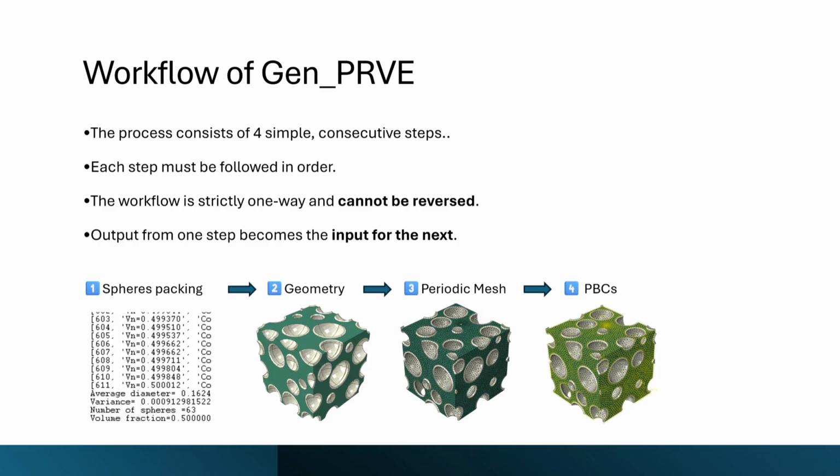The workflow of GenPRVE is based on 4 consecutive steps. Each step builds on the previous one and must be followed in order. The process cannot be reversed because the output of one stage becomes the input for the next. Let's go through each step in detail, starting with Step 1.